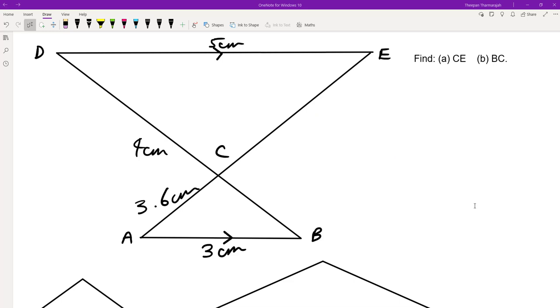Here's a question for you to try. You can pause the video, give it a try, and then watch my worked solution. Okay, welcome back. So we've got 2 parallel lines, AB and DE. So we need to identify the alternate angles. So angle EDB, this angle, is alternate to angle DBA, and angle DEA is alternate to angle EAB. And then angle DCE is vertically opposite to angle ACB.